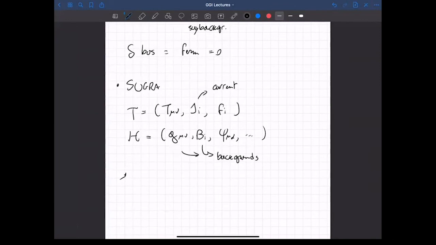In this setup, it's important to keep all the fields, also the auxiliary fields, in the game, because these auxiliary fields will be part of the backgrounds. Let me also stress that there may be different types of stress tensor multiplet, which will be coupled in a different way to supergravity, so there will be different types of supergravity, but I don't want to enter into this detail. I just want to give you the idea of what's going on.